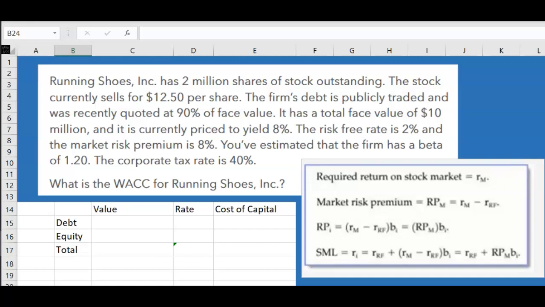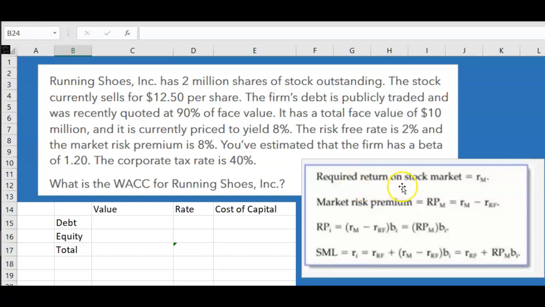The risk-free rate is 2%, and the market risk premium is 8%. You've estimated that the firm has a beta of 1.2, and the corporate tax rate is 40%. So what's the weighted average cost of capital for Running Shoes? Well, let's go over some of these formulas.